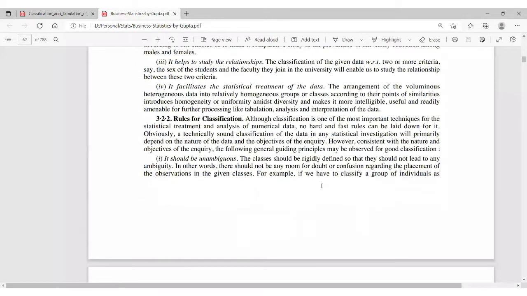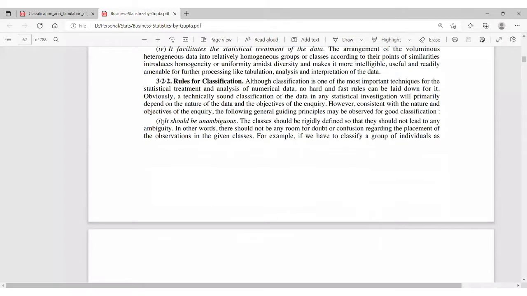Now, what makes a good classification of the principles? It should be unambiguous. The classes should be rigidly defined so that they do not lead to any ambiguity. In other words, there should not be any room for doubt or confusion regarding the placement of an observation in the given classes.